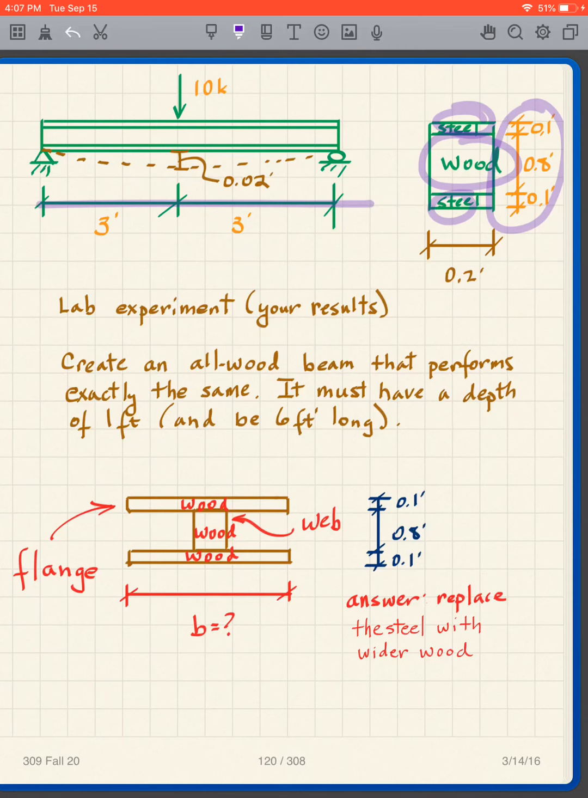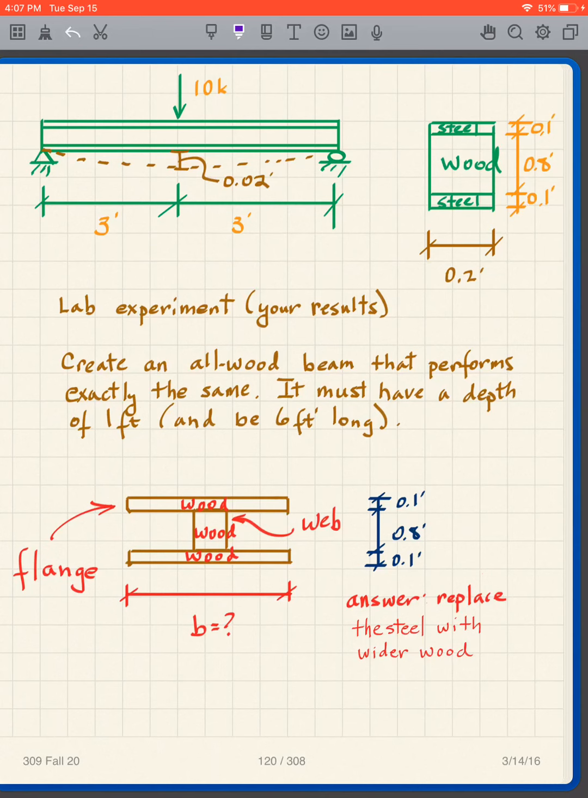So, in other words, I am going to build this same beam, except instead of steel there, I'm going to put wood in, and I can't make it any thicker, any deeper. How am I going to do this? And I have to make sure that I still only get 0.2 feet. And we all know that steel performs better than wood, right?